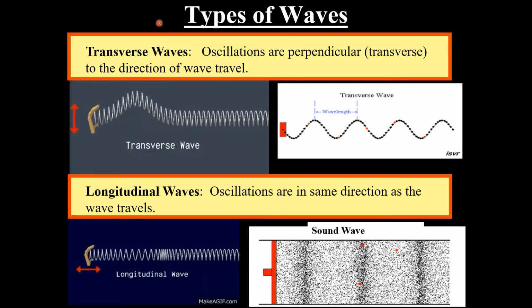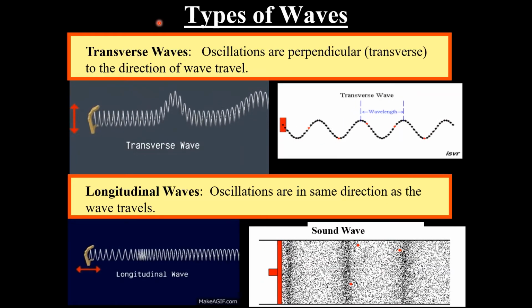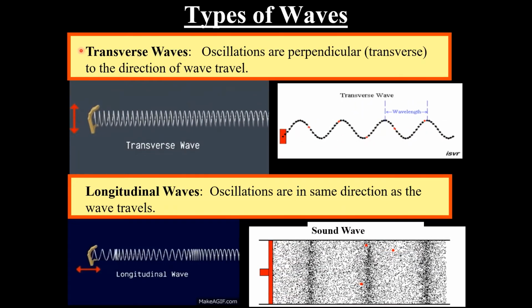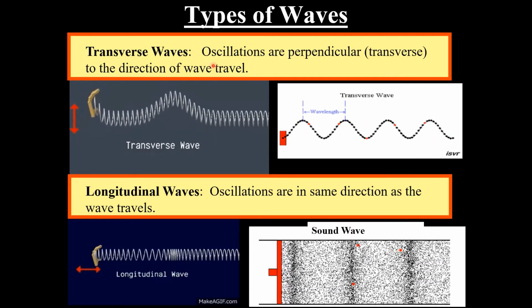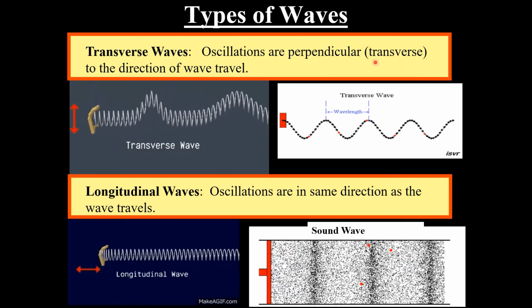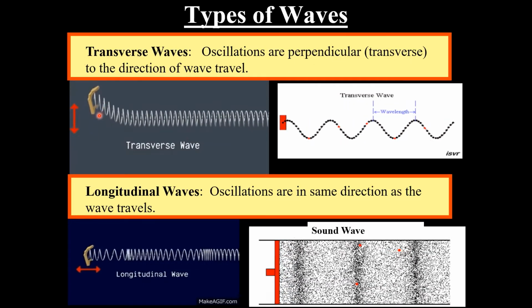Waves can be characterized into 2 different types. One is called transverse and the other is called longitudinal. So in a transverse wave, the oscillations or the vibrations are perpendicular or transverse, those mean the same thing, to the direction of wave travel. So here's a couple examples.